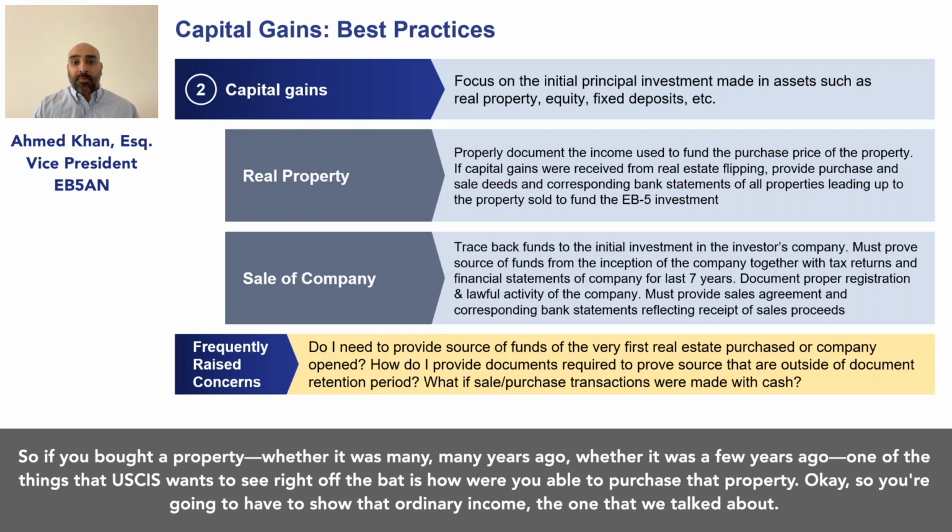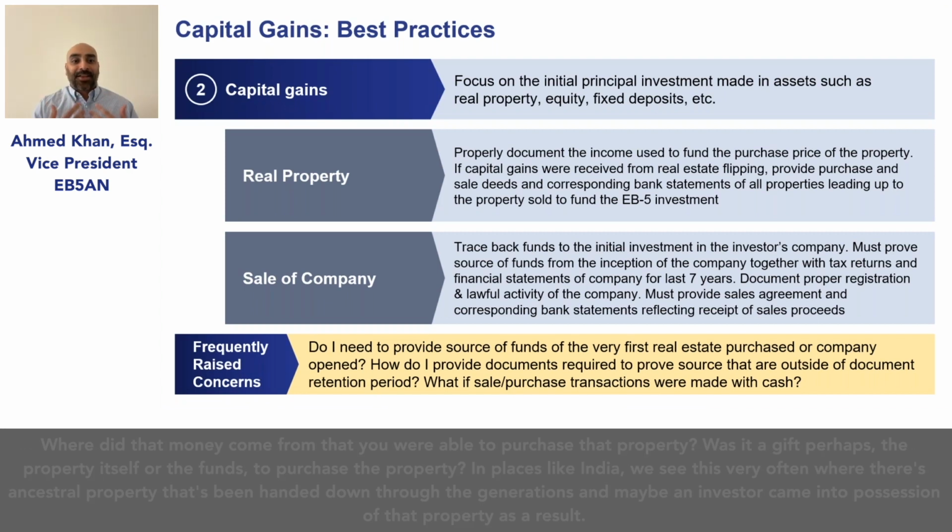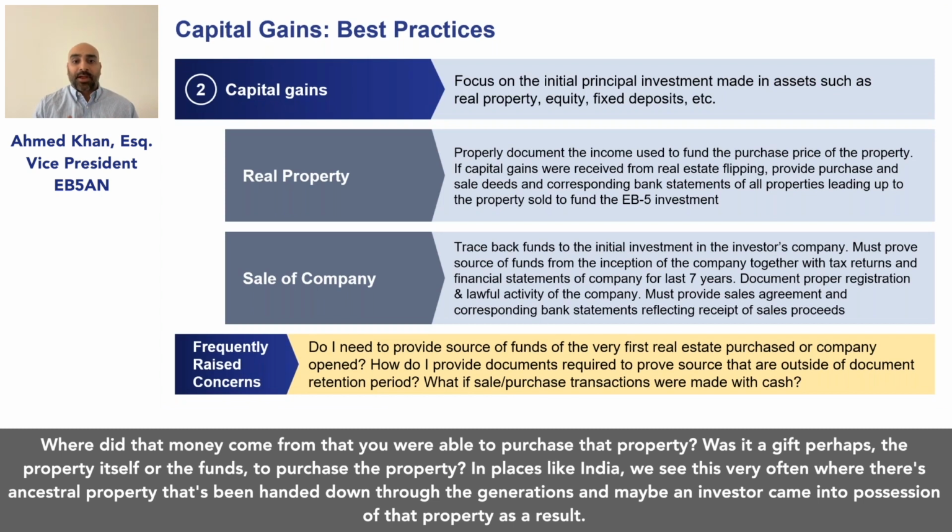So, if you bought a property, whether many years ago or a few years ago, one of the things that USCIS wants to see right off the bat is how you were able to purchase that property. So you're going to have to show that ordinary income, the one that we talked about, right? Where did that money come from that you were able to purchase the property with? Was it a gift perhaps? The property itself or the funds to purchase the property?